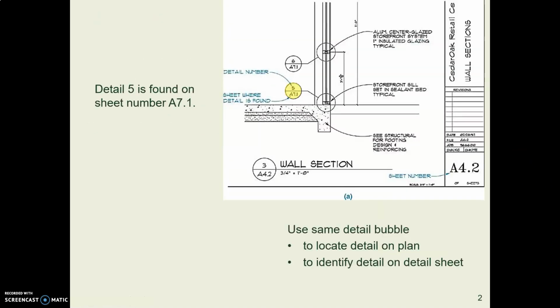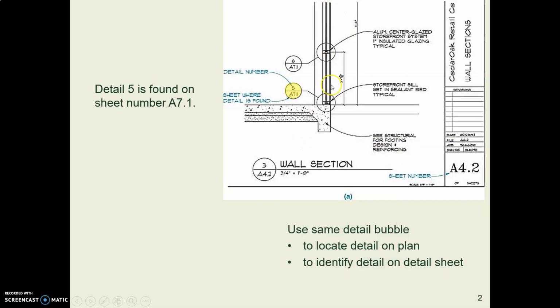So as we saw before, here's an example out of our textbook. And what he's showing us here is sheet number A4.2. This is a sheet of wall sections. And on this one particular wall section, notice this is wall section number 3. It's on page A4.2. We are on page A4.2. So this section is on this page, to state the obvious.